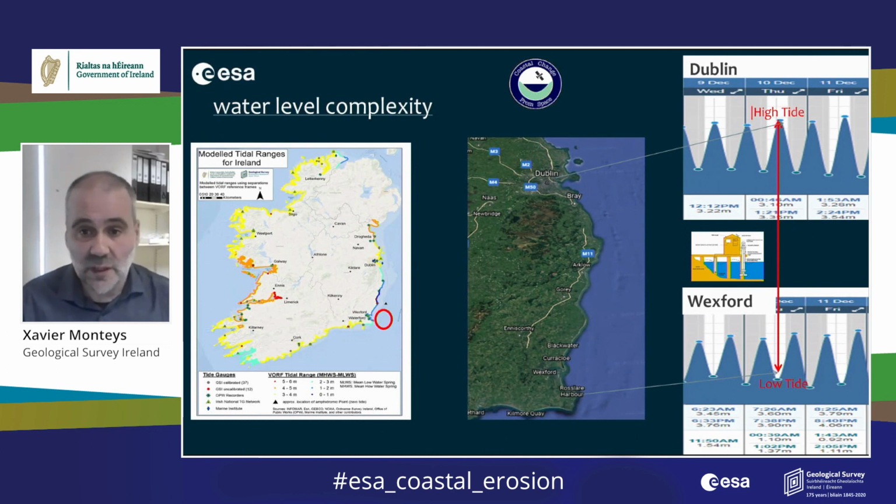But there's more. As you can see in the left image, the intertidal range variation is very different in the south coast compared to the northern coast, with an amphidrome, so effectively a zero tide, just offshore, in the middle.